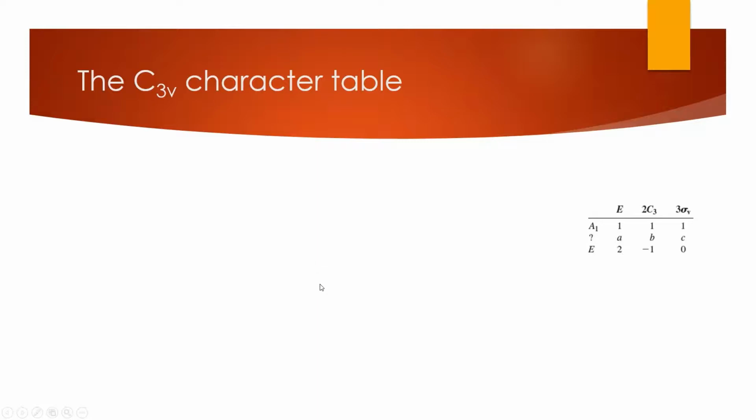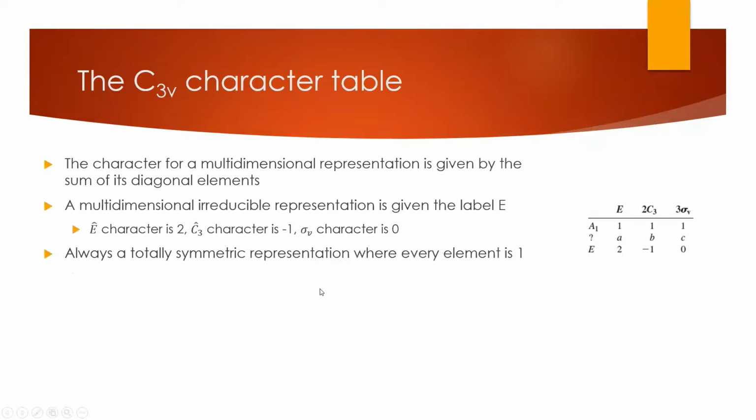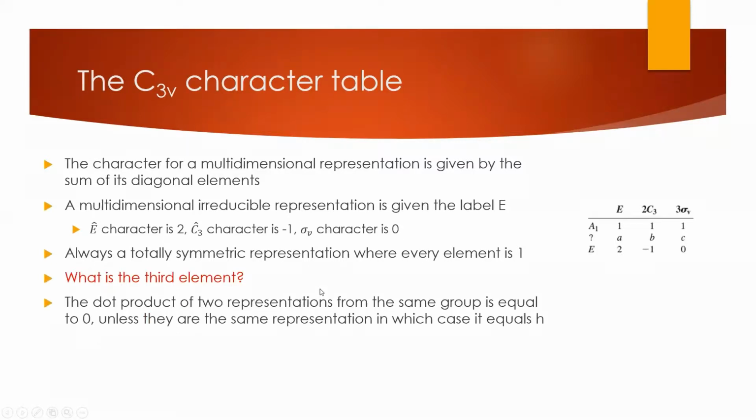Now we can ask what the third element is, and I'm going to go through this pretty briefly here. The third element, we can use group theory to predict what it is. And the idea from group theory is that the dot product of 2 representations from the same group is equal to 0, unless they are the same representation, in which case it equals h, which is the order. So if we were to take the dot product of A1, we get 1 times 1 is 1, and then we have 1 times 1, but then we also have to multiply by 2 for the 2 rotations, so 1 plus 2, and then 1 times 1 times 3 is 3, so 1 plus 2 plus 3 equals h, the order of the group. So that's how we use this idea from group theory.